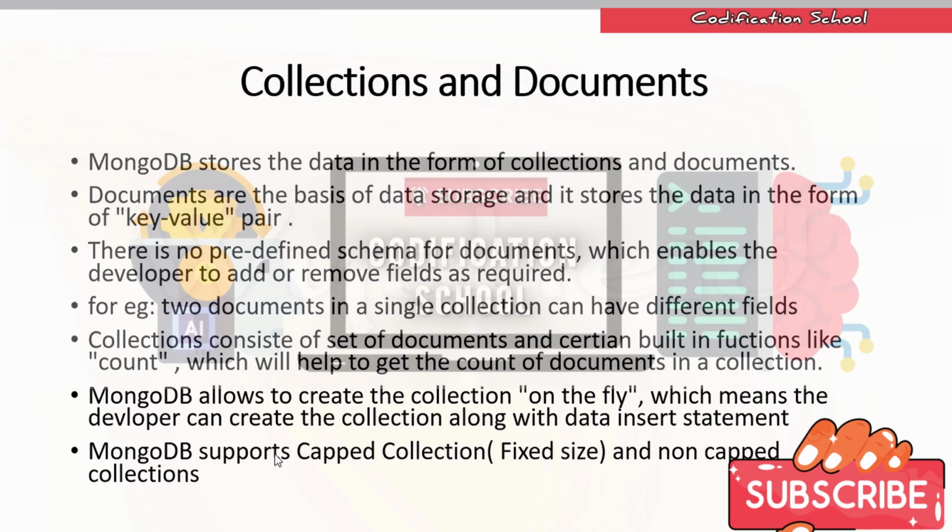And the last one is that MongoDB supports fixed-size collections, also known as capped collections. So there are two types of collections available in MongoDB. One is the fixed-size collection, also known as a capped collection, and the other one is a non-capped collection.